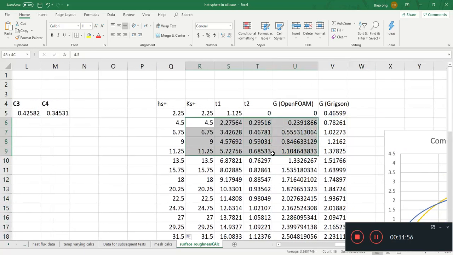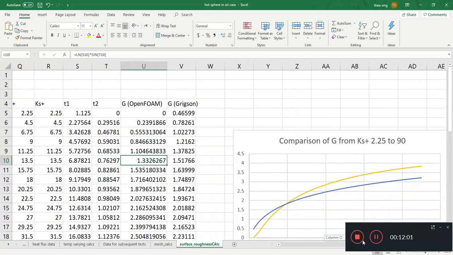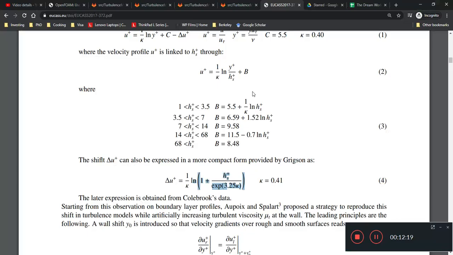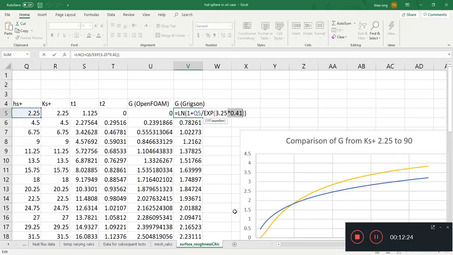Once I've done that, I move on. We have this G Grigson, which is just the logarithm of 1 plus Hs plus, which is in Q5, divided by exponential 3.25 times 0.41, where 0.41 is the von Karman coefficient. It is exactly the formula you see here. So now I want to plot it to see how they correlate.